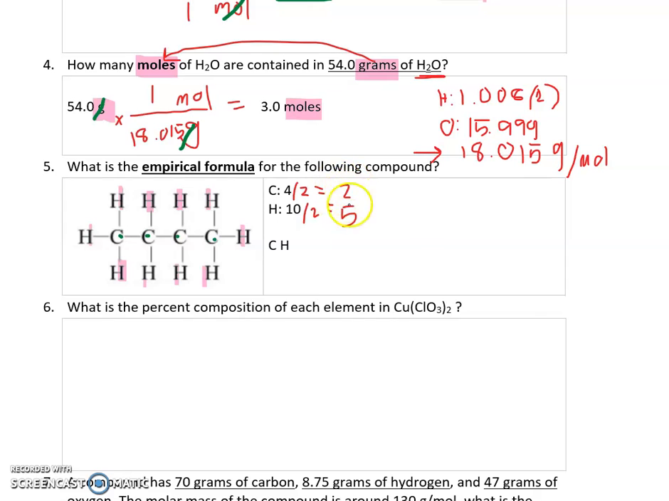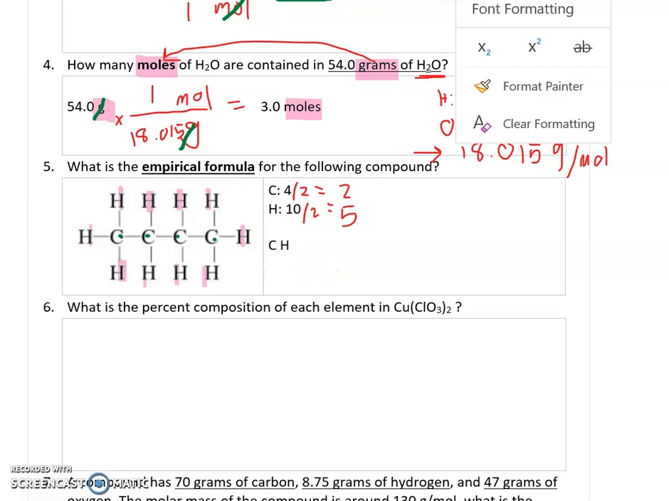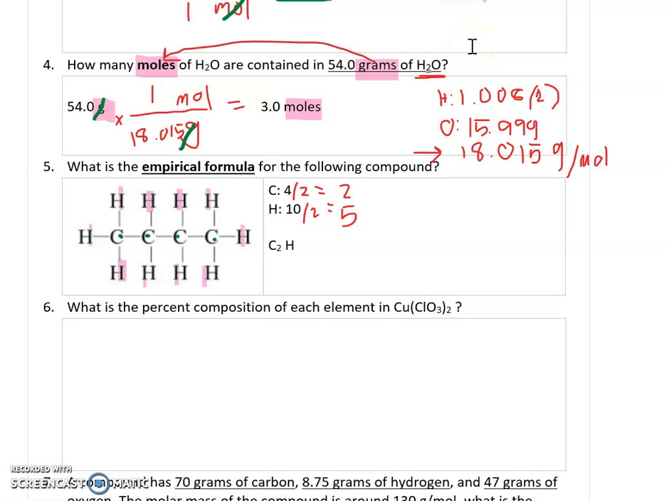Then I need to ask myself, can I reduce this even more? Can I divide 2 and 5 by the same thing to make it into a smaller ratio? And the answer is no, I cannot. 2 and 5 is the smallest it'll go. So now I know that I've reached my empirical formula. I have 2 carbon atoms and I have 5 hydrogen atoms. This is my empirical formula right here. It's not C4H10 because that is a molecular formula. It is the actual size of my compound. It is C2H5 because it's the smallest ratio that I can go.